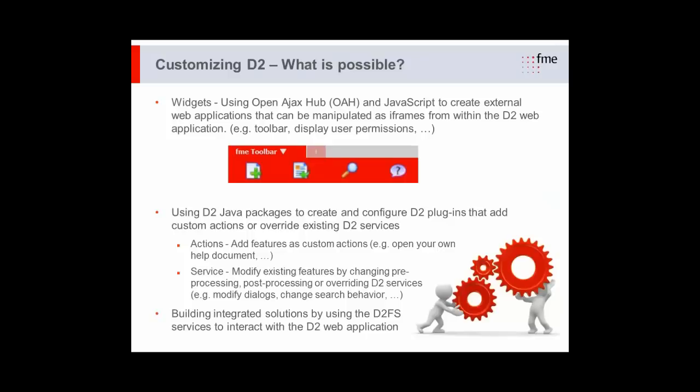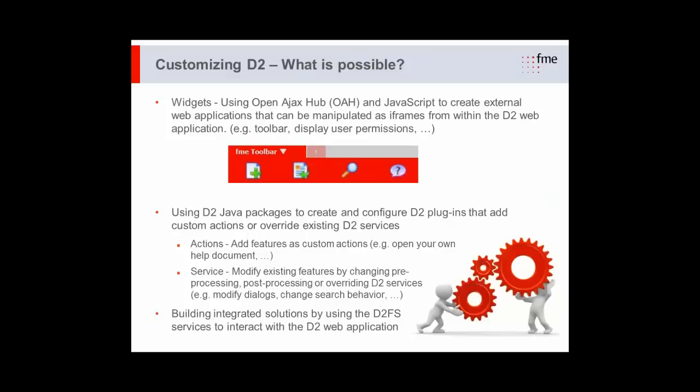Okay, the next extension points are actions. Actions are similar to Webtop actions, so you can execute actions through the D2 menu, and you can write your own actions and deploy your actions to the web application. An example for a custom action is if you want to open your own help document for your solution, then you can write an own action which opens your own help document, for example.